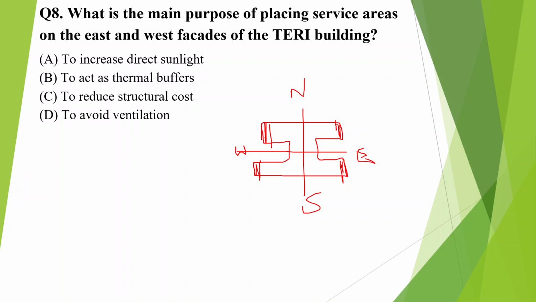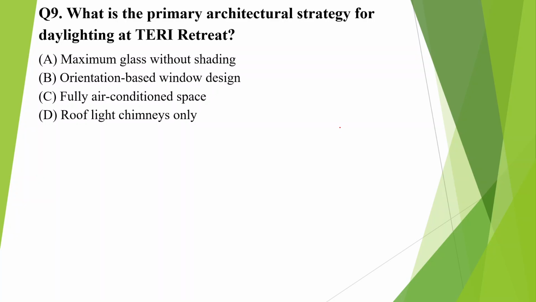All of you have answered it correctly. Fine. So let us move to the next question, question number 9, which is asking you again about the primary architectural strategy for daylight at Terry Retreat. So primarily, which strategy is preferred?